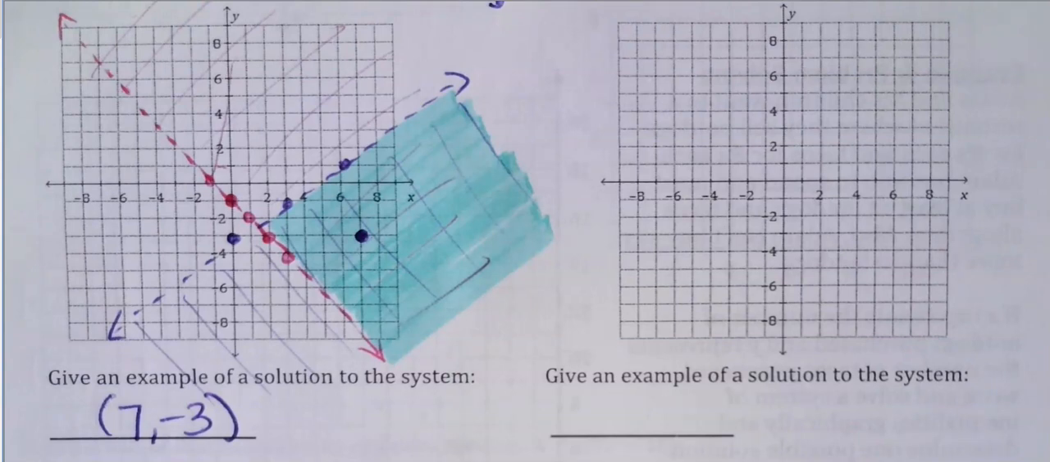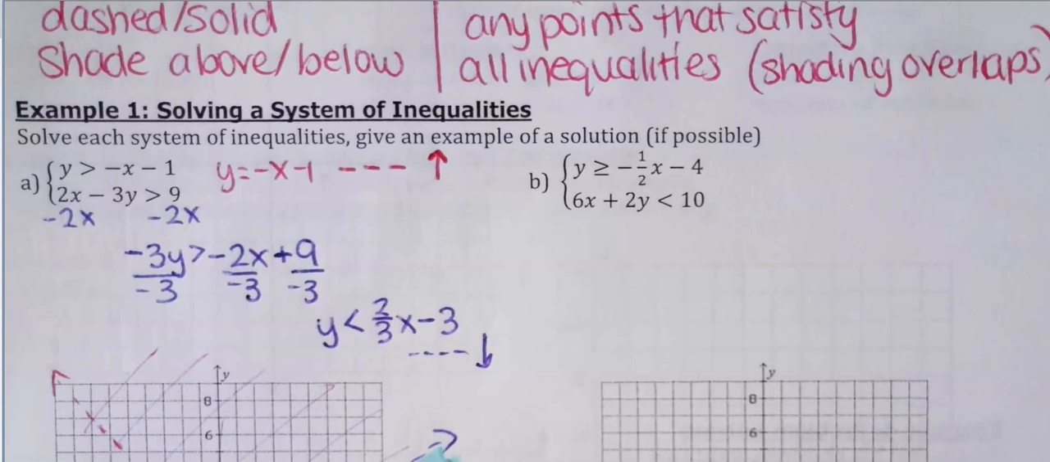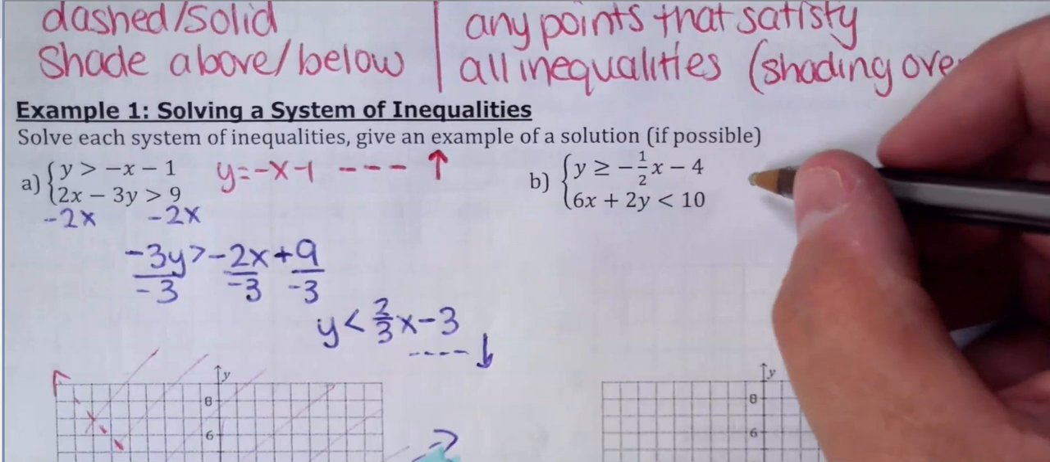Okay, let's try one more. You guys try this one. I'll just do it up here really quietly, and you guys go ahead and do it on your paper, and we can check. Now think about when you graph the inequality, should it be a solid line or a dashed line, and then should I shade above or below? Make sure you ask yourself both of those questions.